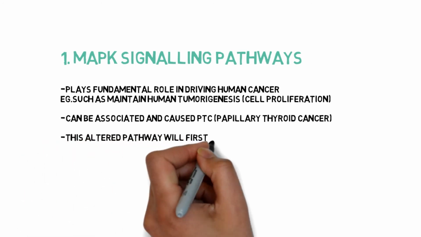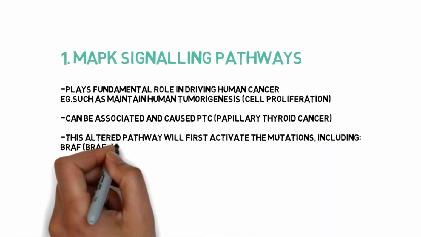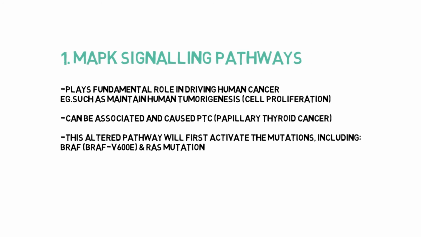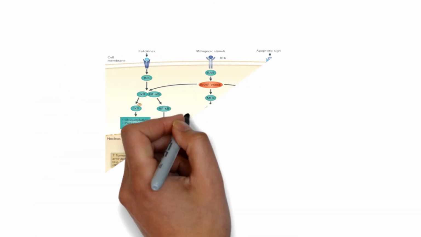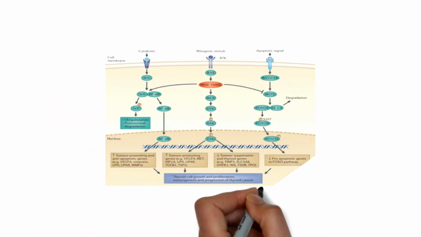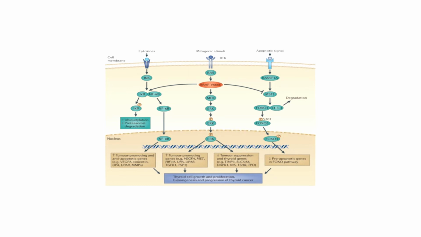This altered pathway will first activate mutations, including BRAF V600E and RAS mutation. This can result in the expression of BRAF V600E mutant protein and cause constitutive activation of serine or threonine kinase. This is the figure that shows the classical MAPK pathway. This pathway starts from an extracellular mitogenic stimulus that activates a receptor tyrosine kinase, RTK, in the cell membrane, towards RAS, BRAF V600E, MEK, and ERK.